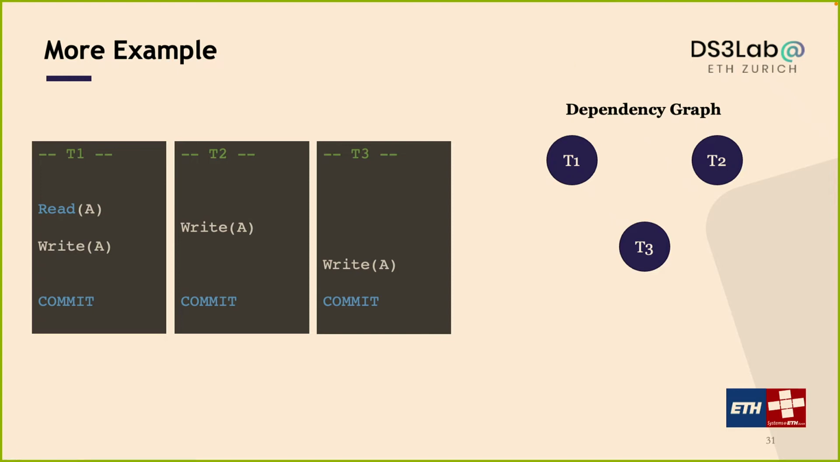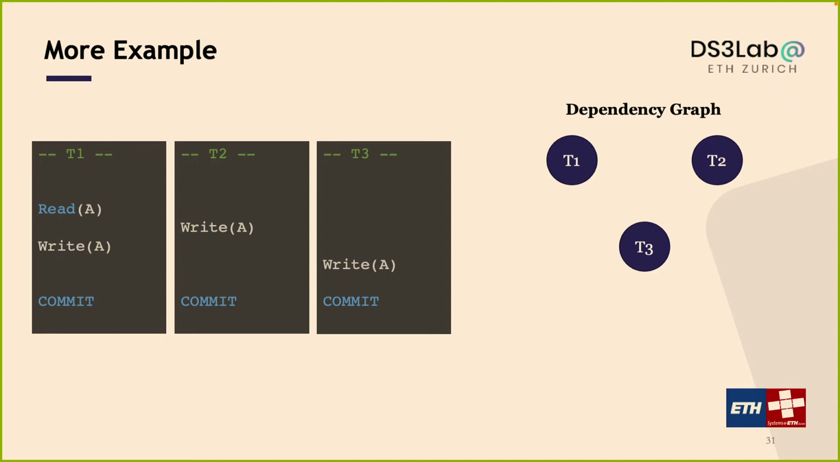So let's look at this schedule together. We have these 3 different transactions. Is this one conflict serializable? The way to look at it is you look at every single pair of operators that are conflicting with each other, and then you construct a dependency graph.